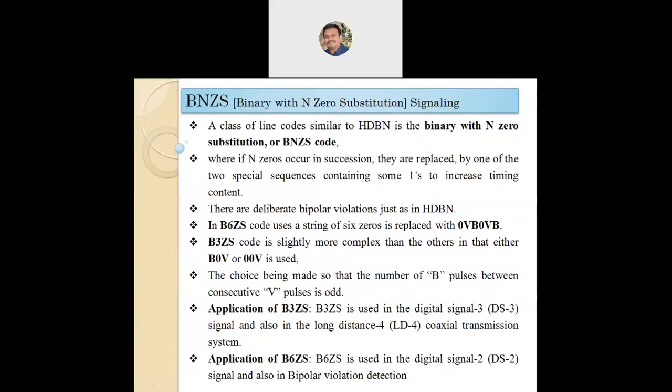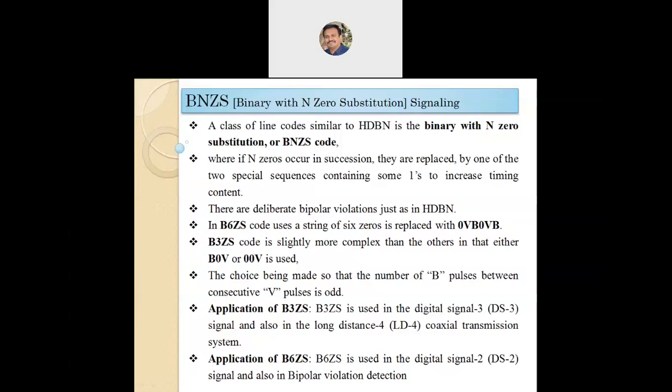Welcome to all. In the previous session, we discussed HDB3 coding. In this section, we discuss BNZS, that is binary with N zero substitution signaling. A class of line codes similar to HDBN is the binary with N zero substitution, or BNZS, code.